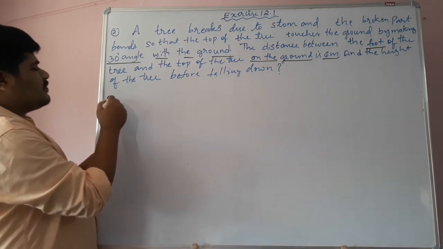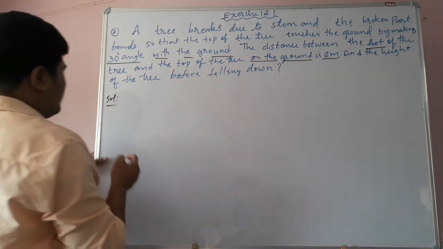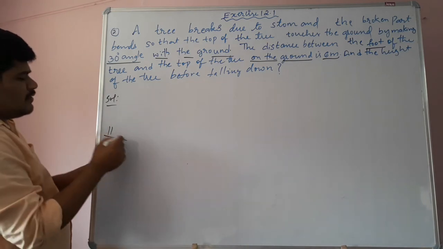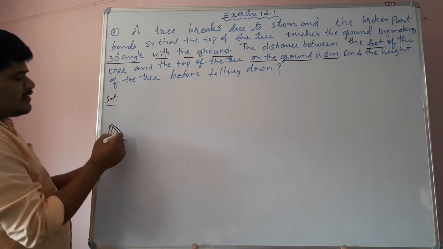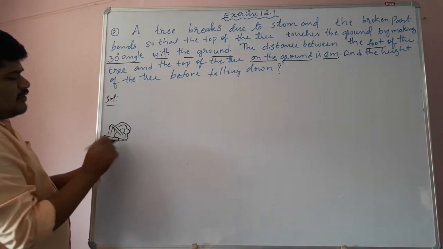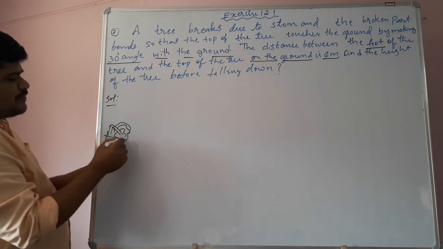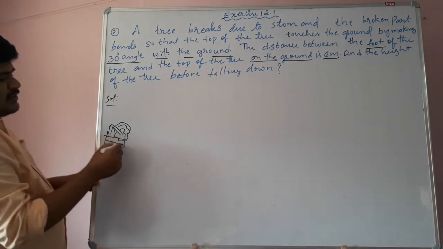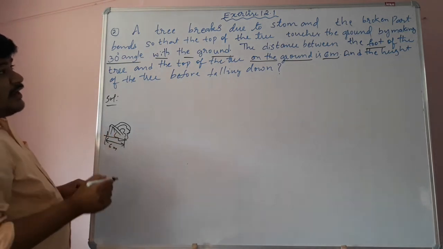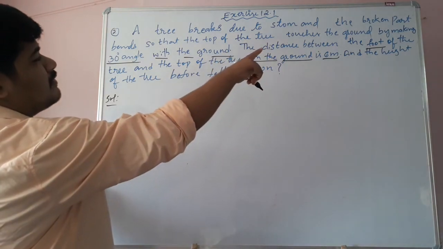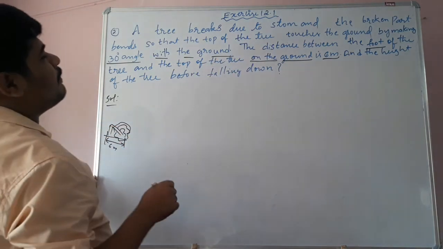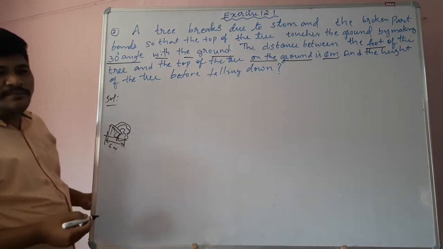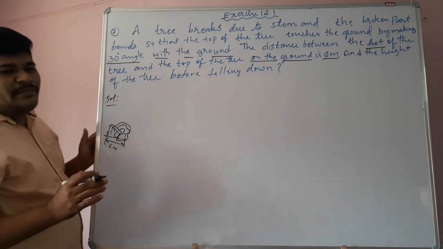So students, roughly, suppose this is the tree. Due to the storm it is broken down, and half of the part is touching the ground like this. They gave the distance between the foot of the tree and the top of the tree on the ground as 6 meters, and the tree touches the ground making a 30 degrees angle with the ground. So we can draw the diagram in this way.